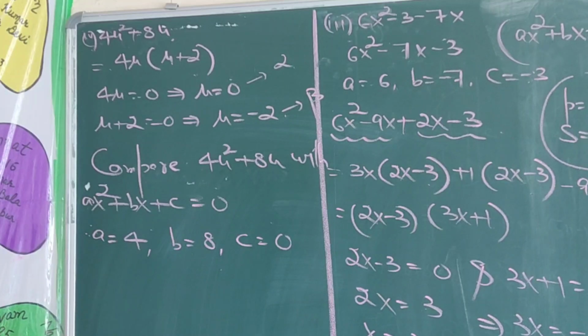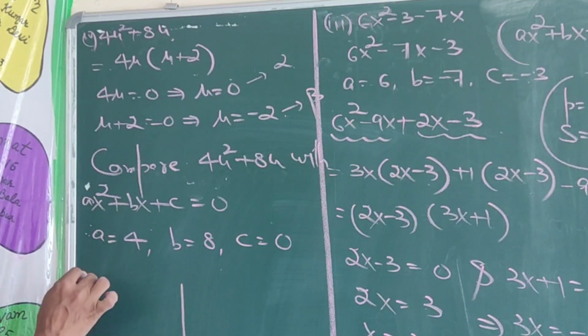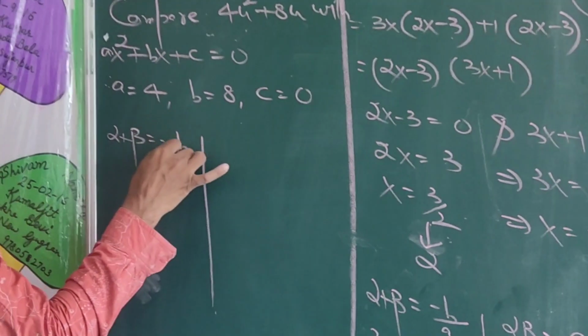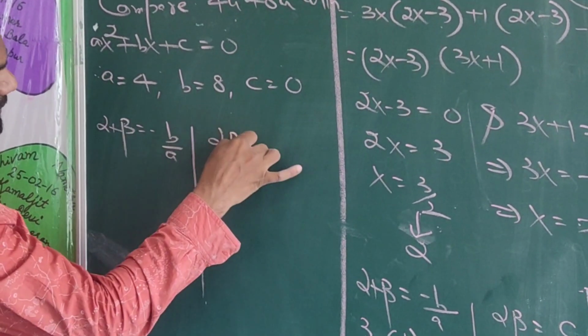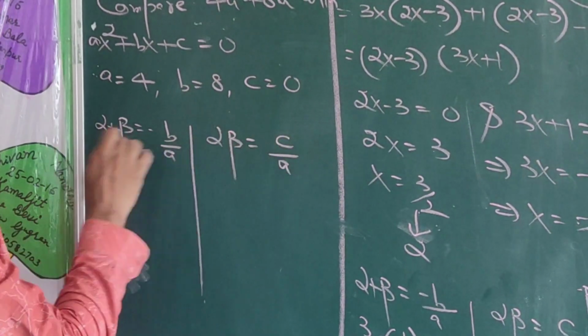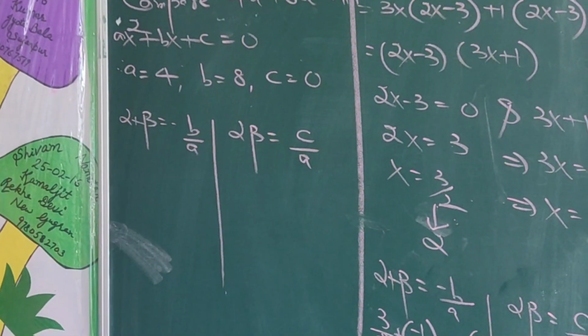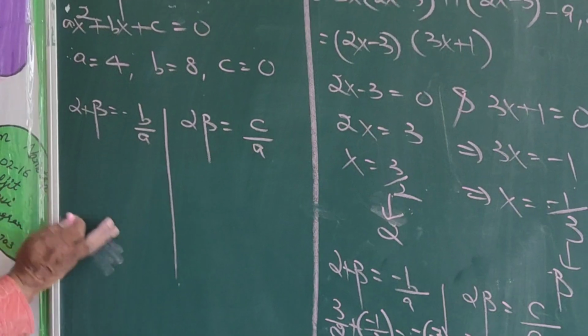Now we check the relation, and we know the relation is: sum of zeros is minus b upon a and product of zeros is c upon a. Now we put the values of alpha, beta as well as a, b, c turn by turn.